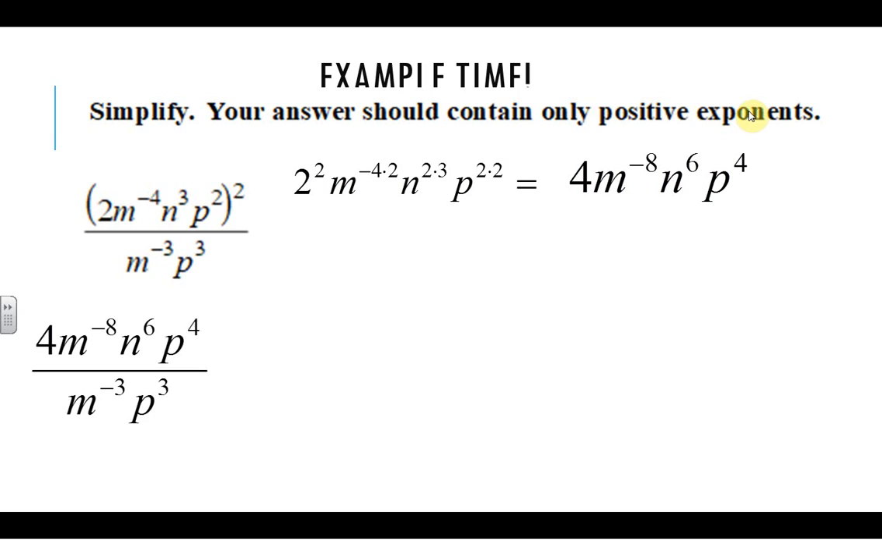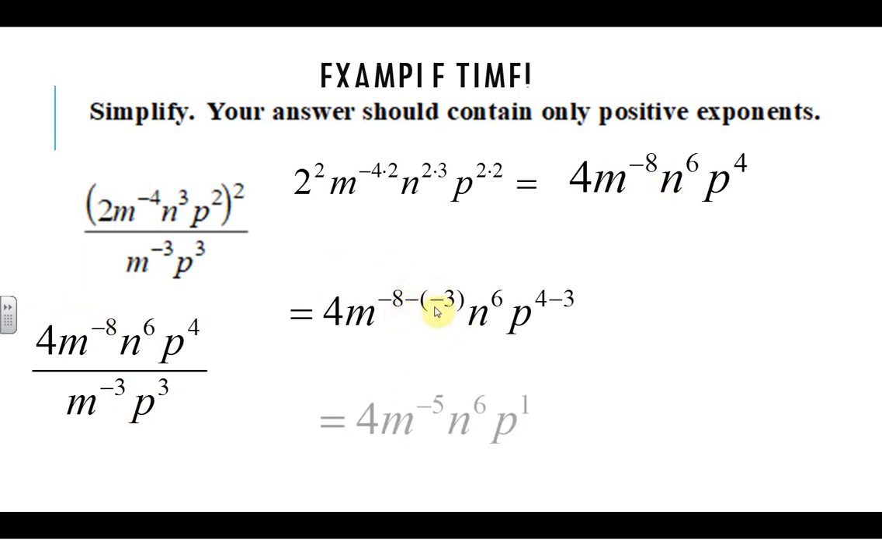Now we're at quotient, so let's do the division, which means we subtract our exponents. Be careful because we're dealing with negatives. So M will go negative 8 minus a negative 3. Technically that's going to become a double negative, which is a positive. So that's going to turn into negative 5. 6 had nothing to divide. 4 minus 3 will give you 1.